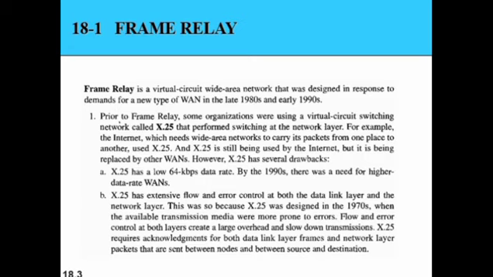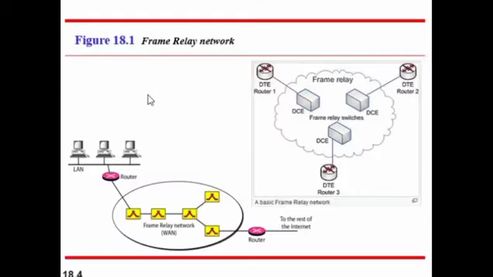Then you can see the frame relay PDU diagram. Here you can see a wide area network connected with a router. The router is connected with the local area network, and this wide area network is connected to another router, and now this router is connected to the rest of the internet, right? So this is the network diagram of the frame relay.